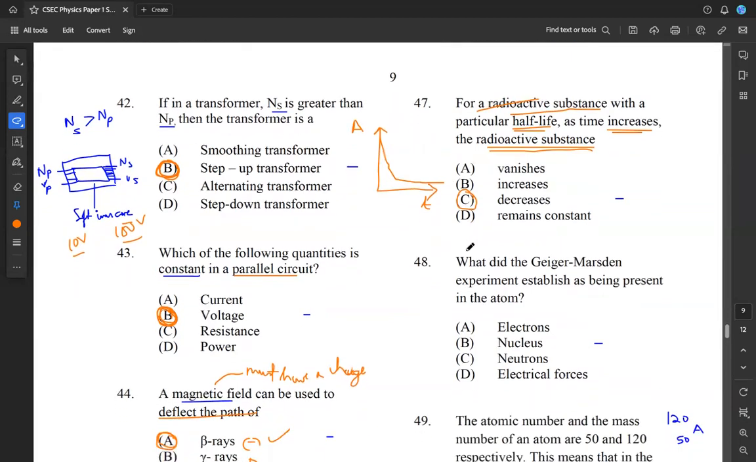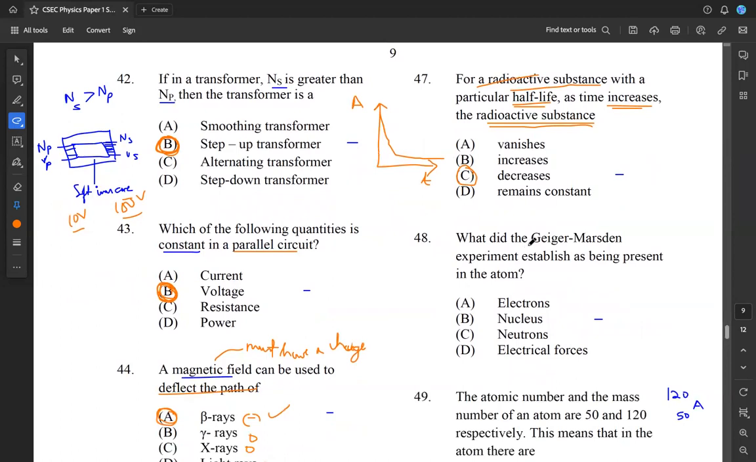So then moving on to 48. 48 says, what did the Geiger-Marsden experiment establish as being present in the atom? Just a quick refresher, the Geiger-Marsden experiment is also known as the Rutherford alpha scattering experiment. What we got out of this was that there's a positively charged nucleus in an atom. That was a key takeaway, that there's a positively charged nucleus that was able to deflect some of those alpha particles. So the key takeaway was about there being a nucleus and that nucleus was positively charged, right?